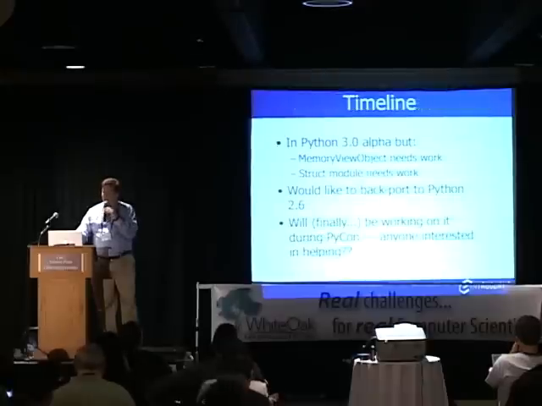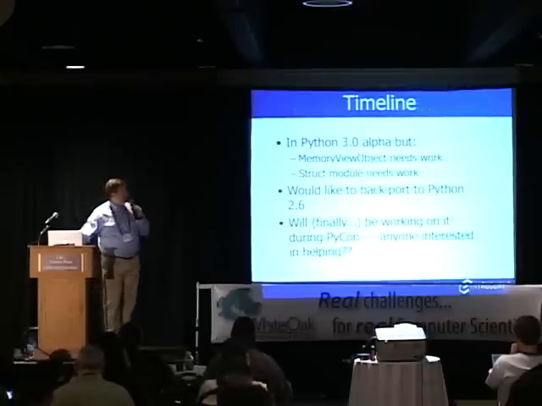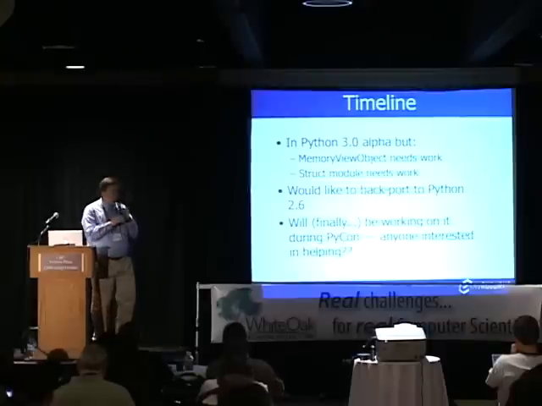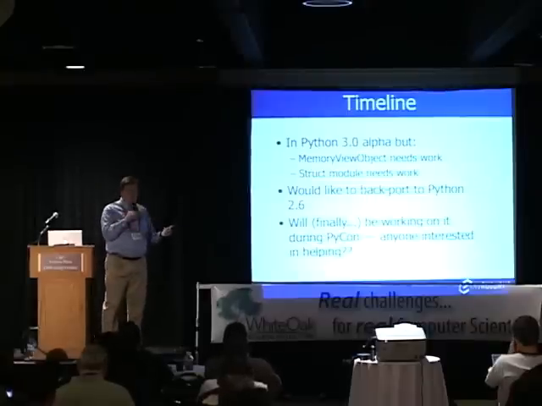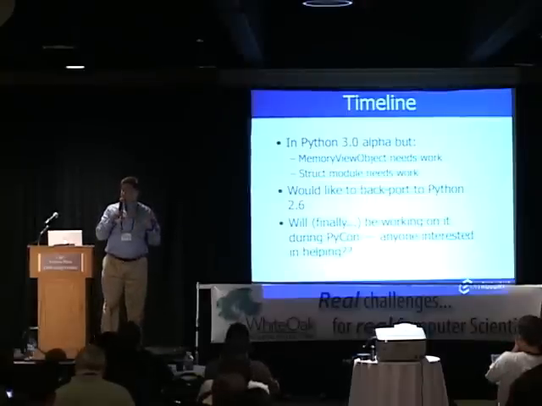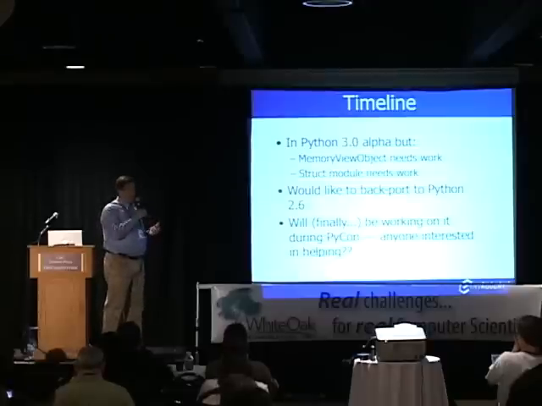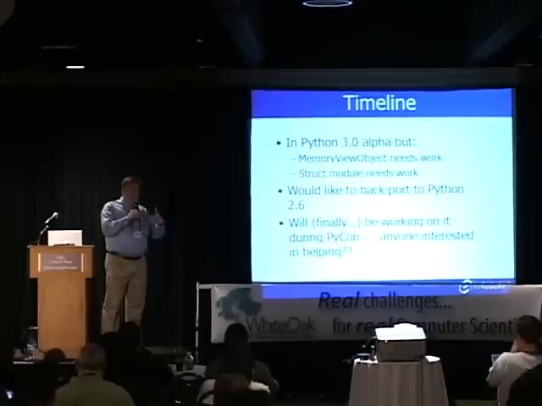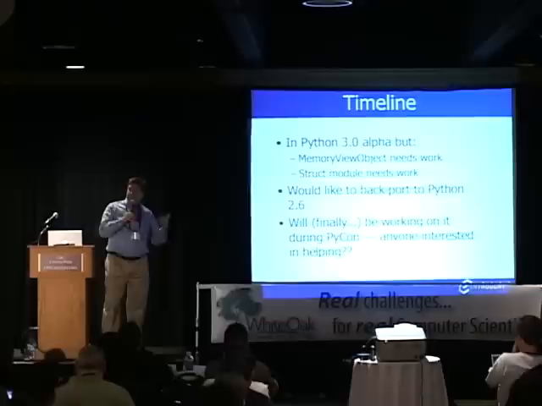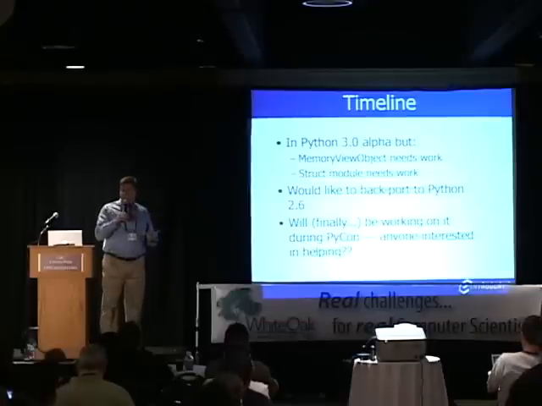So the timeline, I've discussed a little bit already, is Python 3.0 alpha. It already contains this, but the memoryview object needs some work. There's a couple of methods that need to be implemented still. And the struct module needs some work. And additionally, we'd like to backport this work to 2.6 in order to start getting people and objects used to the new buffer interface.